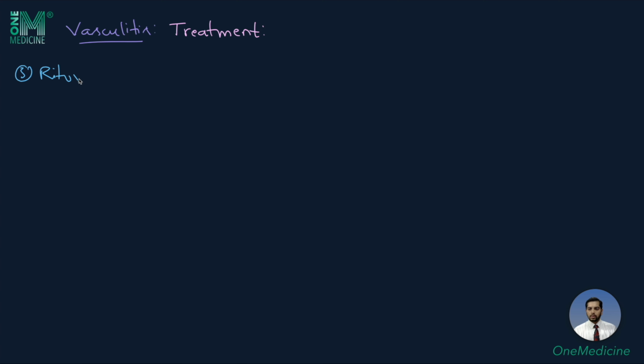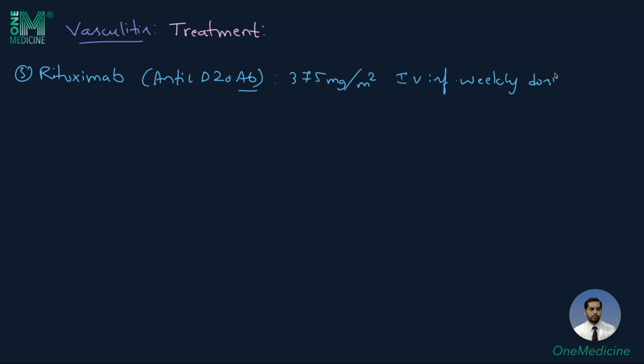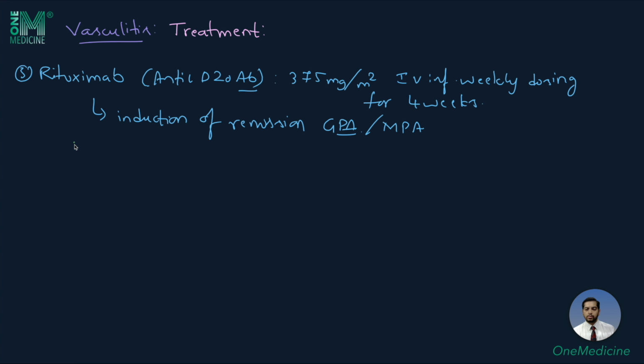Rituximab, which is an anti-CD20 monoclonal antibody, is used in vasculitis in the dosing of 375 milligrams per meter square of body surface area as an IV infusion, weekly dosing. This is particularly useful in induction of remission in cases of granulomatosis with polyangiitis or microscopic polyangiitis. It can also be used every 6 months for maintenance of remission.